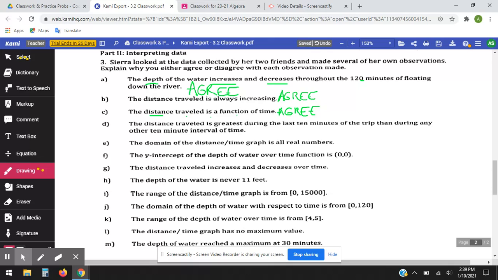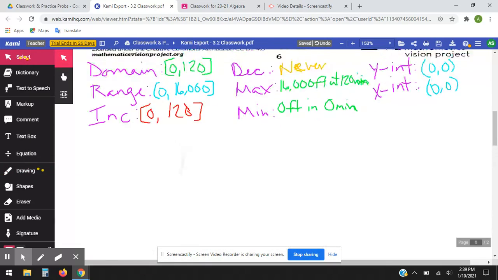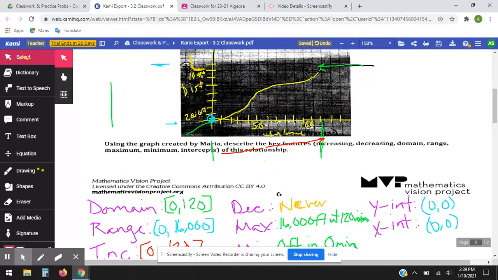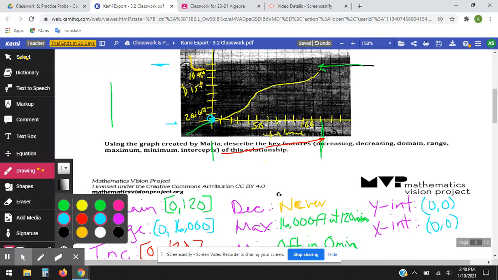For D, the distance traveled is greatest during the last 10 minutes of the trip than during any other 10-minute interval of time. I don't remember this one. Let's go back and look. The distance traveled was greatest in the last 10 minutes of the trip. So we're looking at the last 10 minutes. So here's the 120. This distance is the fastest they've gone through the whole thing. The distance traveled is the greatest. So they basically went 2,000 feet in 10 minutes.